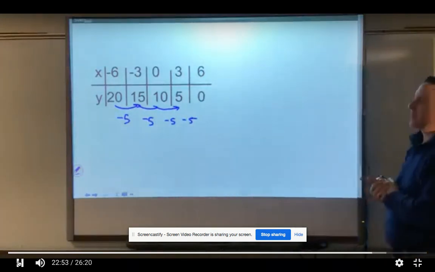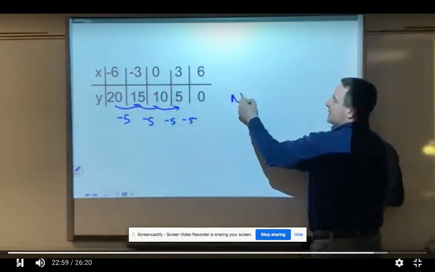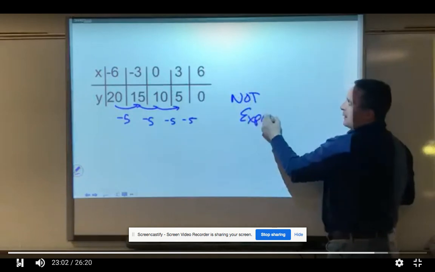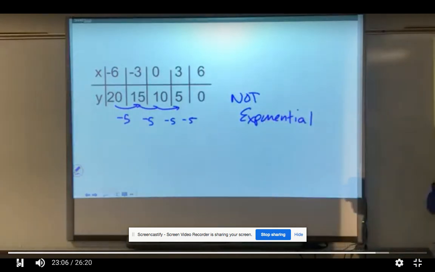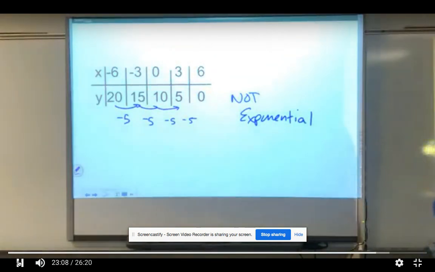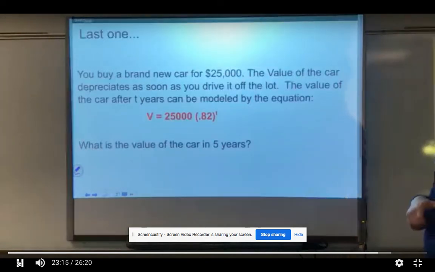Well, do exponential functions have addition or subtraction? No, it has to be a multiplier. So this one is not an exponential function. Not exponential. So you're going to see a few problems that look like this as well. Determine whether or not it's exponential. And this is the very last one.